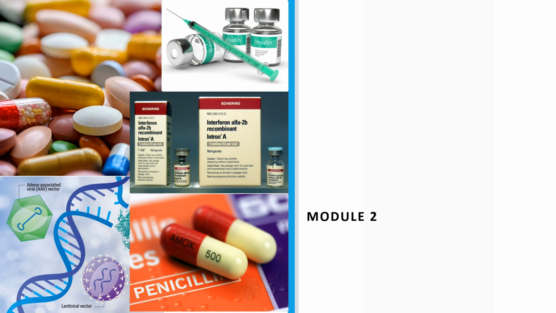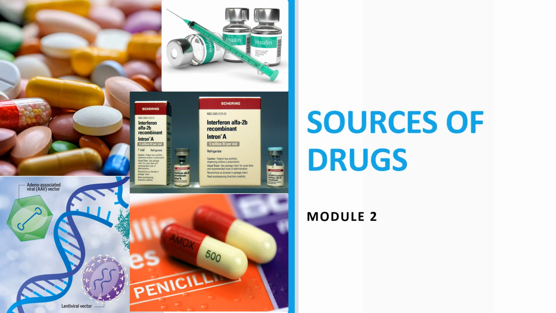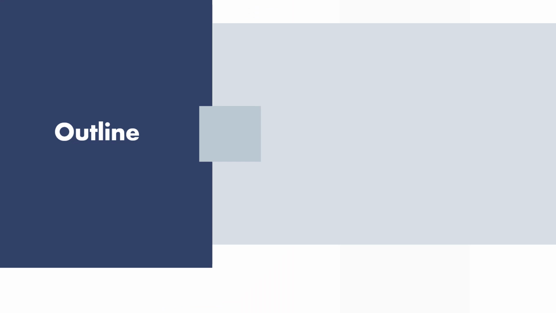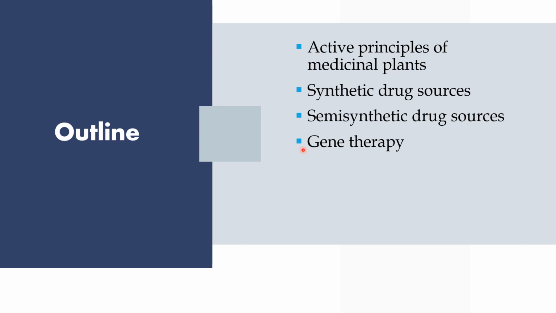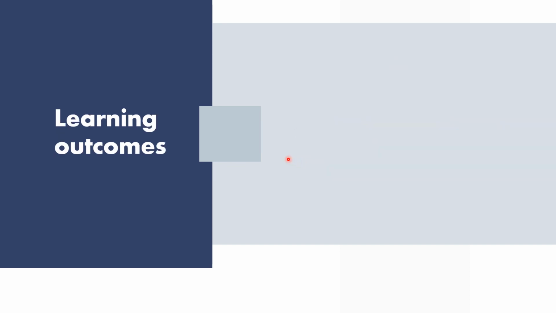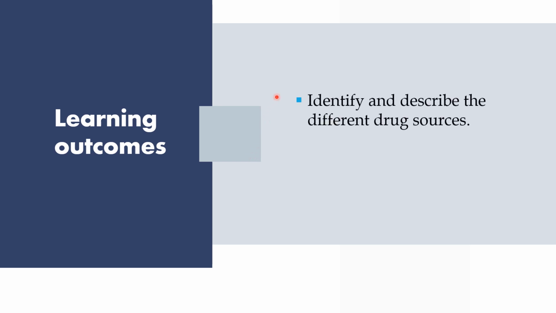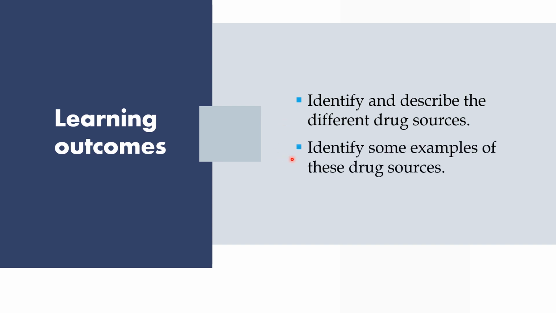Welcome to part 2 of our topic on the sources of drugs. For the outline of this presentation, the first part of our topic will focus on the continuation of the active principles of medicinal plants. We also have the synthetic drug sources, the semi-synthetic drug sources, gene therapy, and biopharmaceuticals. For the learning outcomes, this presentation aims to identify and describe the different drug sources and identify some examples of these drug sources.